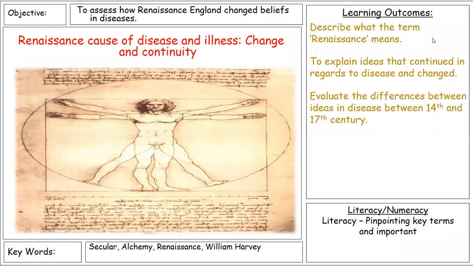Now, this is the first lesson on Renaissance medicine. The Renaissance period covers the years 1500 to 1700. This lesson is going to look at the cause of disease and at what changed and what continued. So, change and continuity.